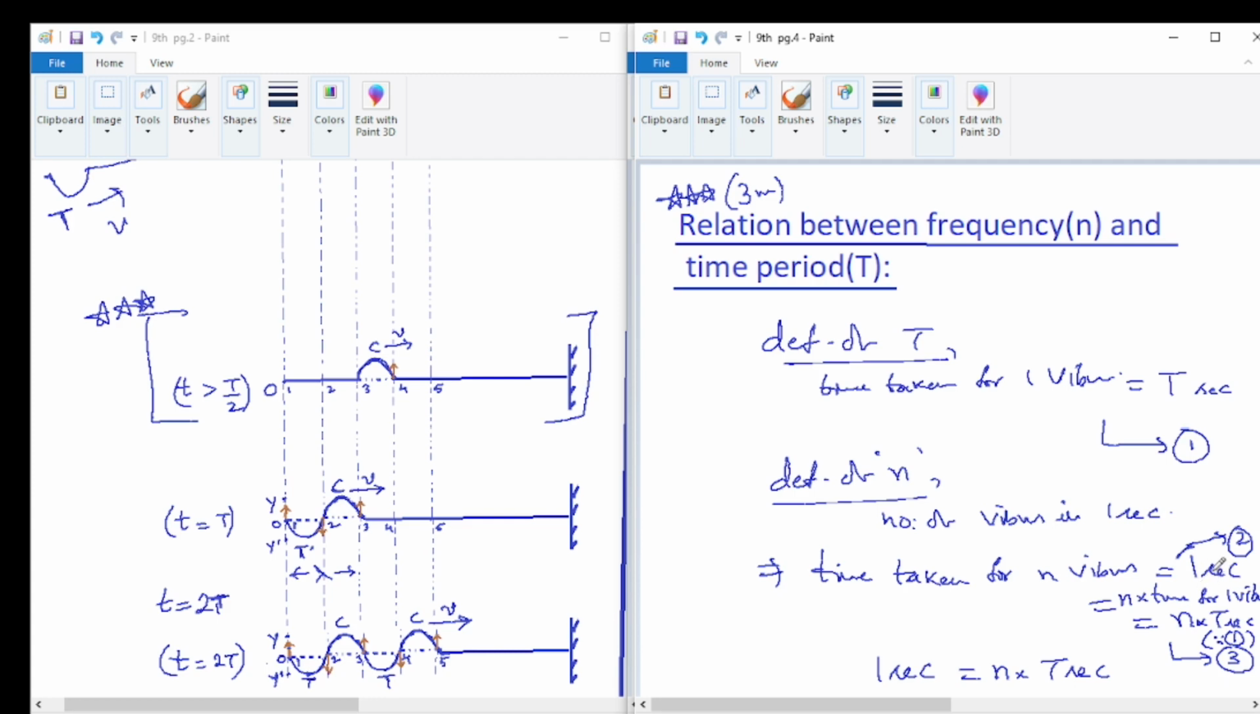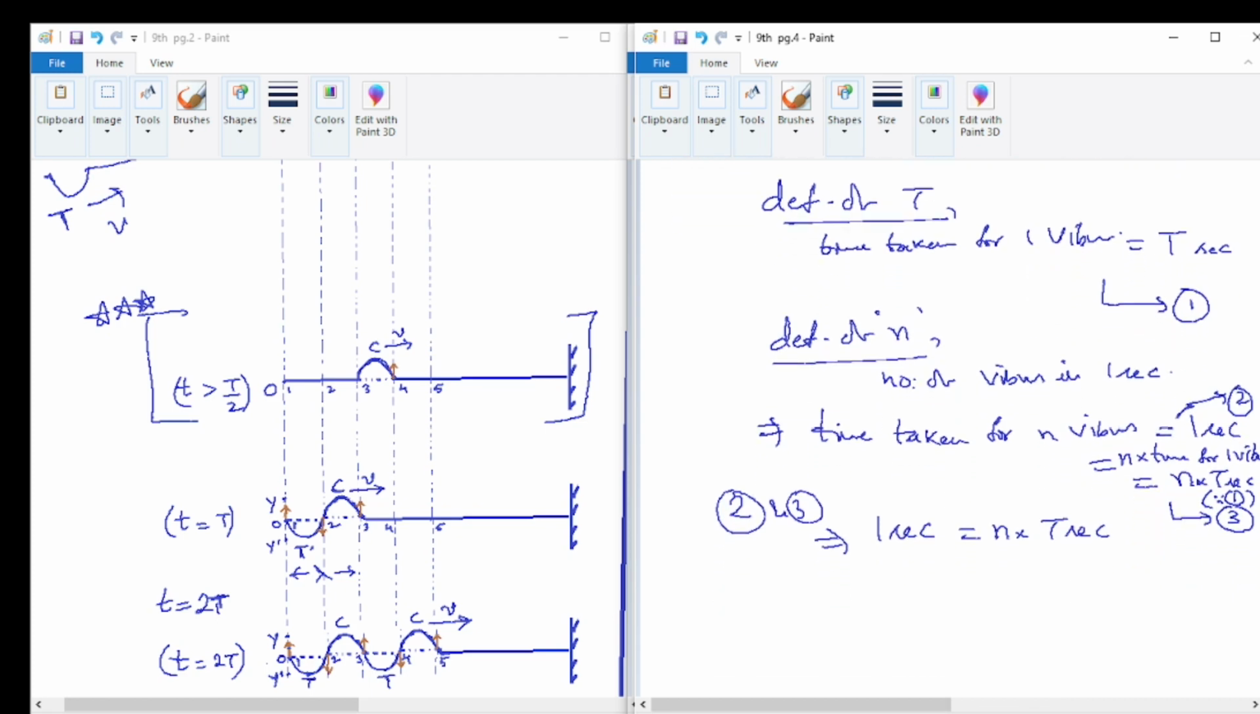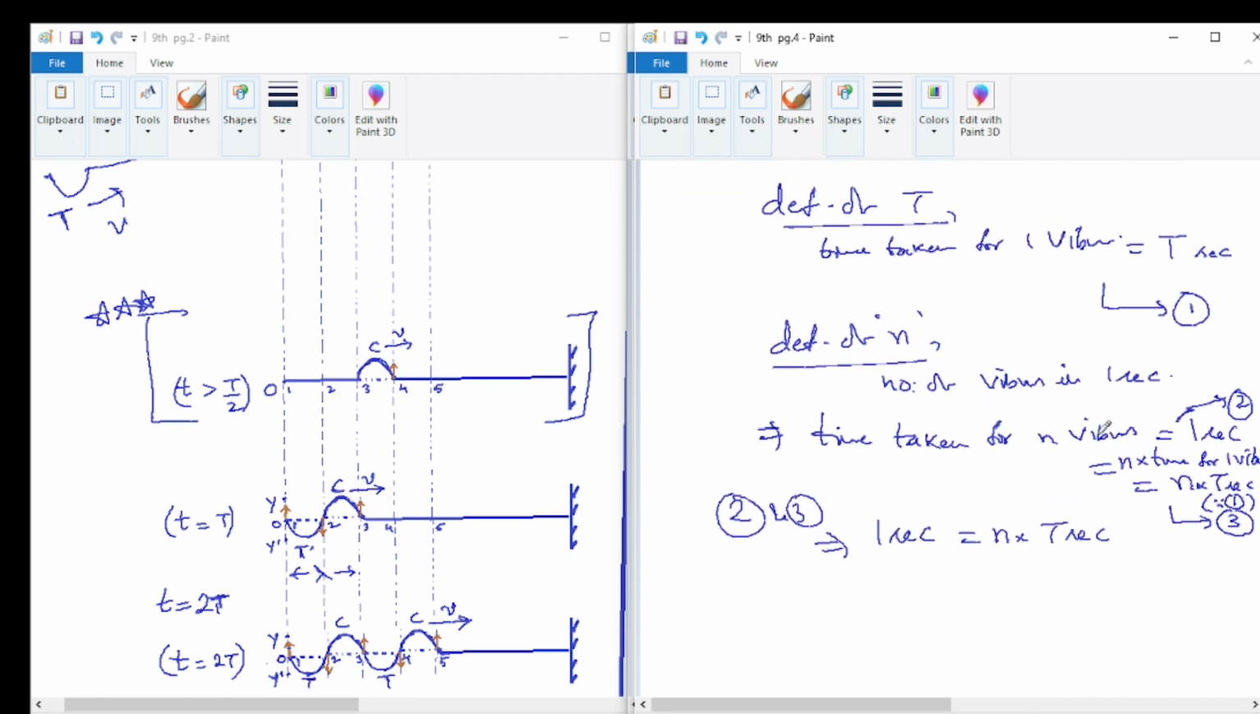So we can just equate 2 and 3. So 2 and 3 implies what? 1 second is equal to n into t seconds. So no complication here, no doubt here. If any doubt is there, just check these two steps once again, how the definitions are applied. It will become clear. So 1 second is n into t seconds. So ignore the unit second. 1 is what? So cancel off.